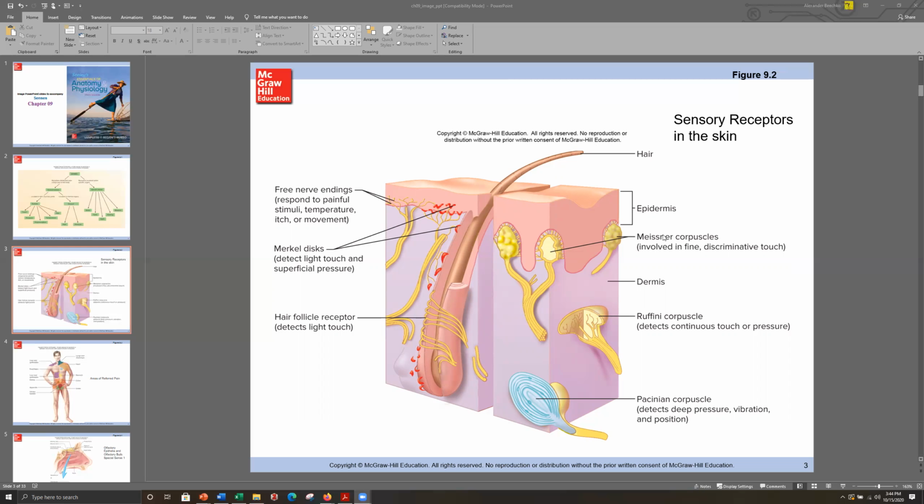And then we've talked about these before as well. We have several different kinds of specialized corpuscles or nerve endings that respond to different kinds of touch. So Meissner's corpuscles are involved in fine discriminative touch. We have Ruffini corpuscles, which we haven't mentioned before, but these detect continuous touch or pressure. And then finally, we have our deepest ones, Pacinian corpuscles, which detect deep pressure, vibration, and position.